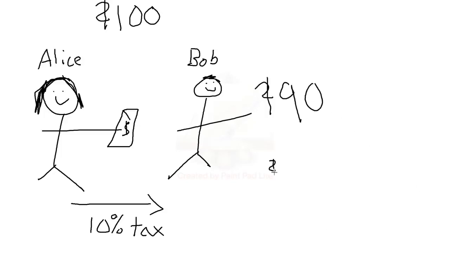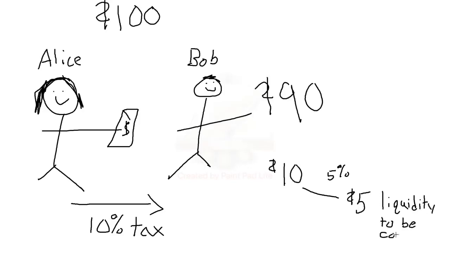That $10 that Bob does not receive gets broken up and split into two halves. $5, 5% of that, gets sent to liquidity, which I'll go over in another video because that's a topic in itself. The other $5, the other 5% of the transaction, is split up amongst all of the holders. We refer to this split as the reflections, and that's what we'll be diving deeper into.